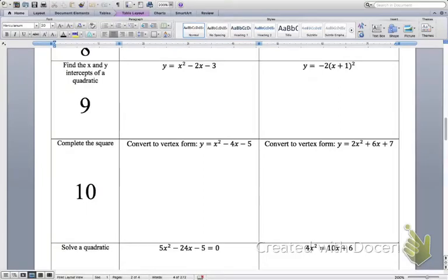This is the mastery topic video for numbers 9 and 10. For number 9, it tells us we need to find the x and y intercepts of a quadratic. In order to find x-intercepts, we plug in 0 for y. In order to find y-intercepts, we plug in 0 for x, no matter the format.